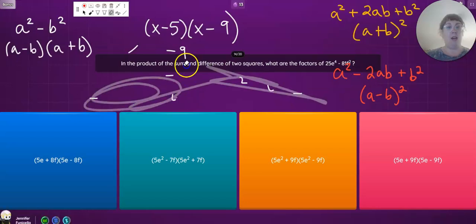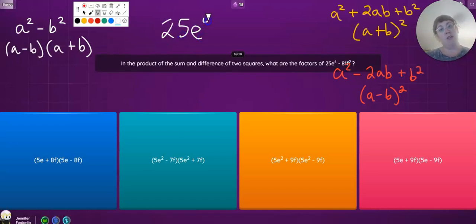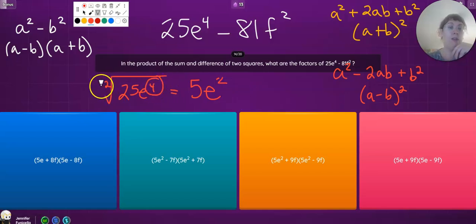Clear this up. In the product of the sum and difference of two terms, what are the factors? 25e to the fourth minus 81f squared. So the square root of 25e to the fourth. Well, the square root of 25 is 5, and the square root of e to the fourth is e squared. Remember, this is power over root. 4 divided by 2 is just 2.